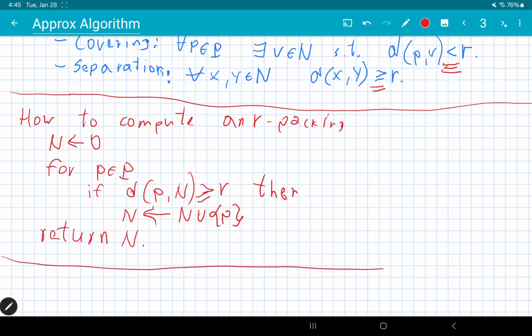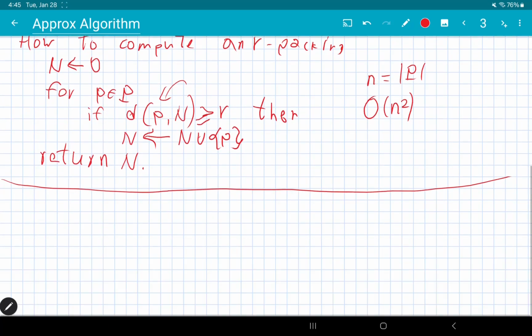That's the algorithm. Naively, if we don't do anything smart, computing the closest point in the packing to p takes linear time, and we have to go over all the points. So if the size of P is n, this running time is, of course, n squared, which is kind of disappointing. Okay, can we do better?